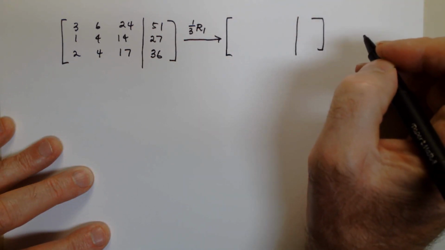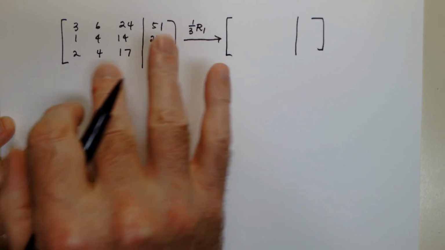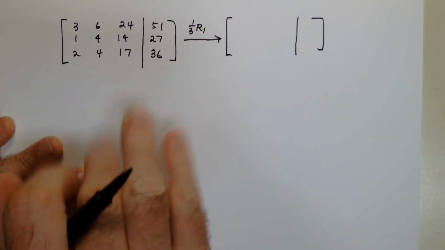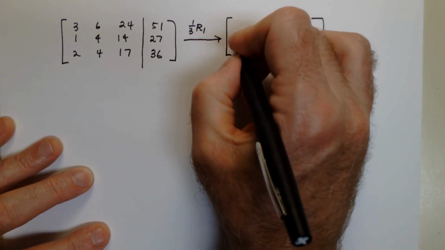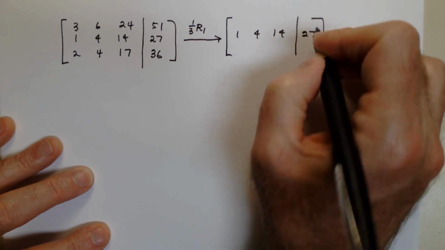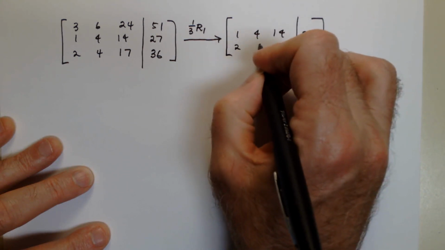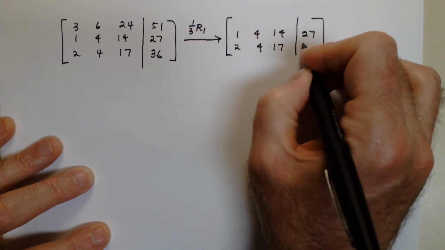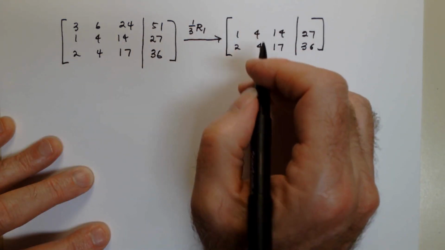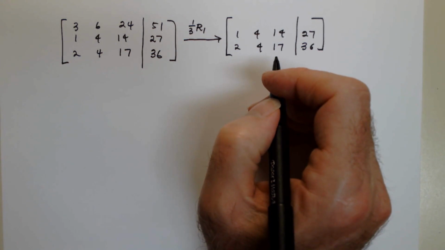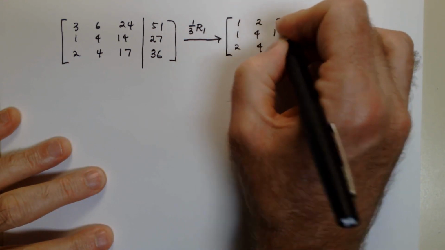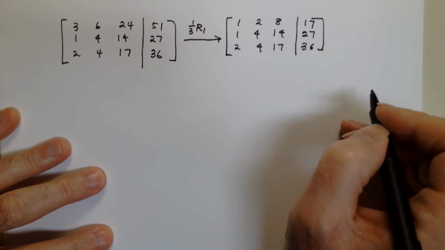And a lot of times what I like to do is just to rewrite quickly the rows that aren't changing, just to remind myself that row 2 and row 3 are not being affected by this. So I'm going to rewrite those rows right away. And that way I can concentrate on the only part that's changing. So everything in row 1 is going to be scaled by 1/3, or multiplied by 1/3. So I'll end up with 1, 2, 8, and 17.